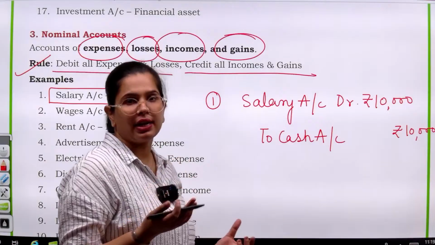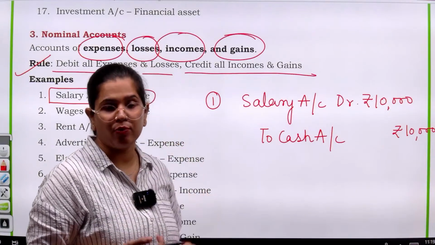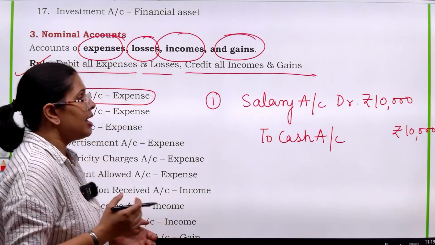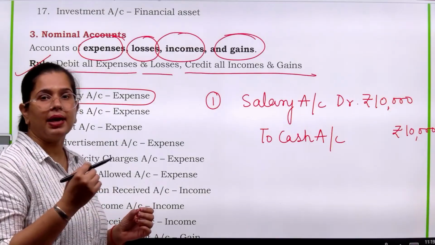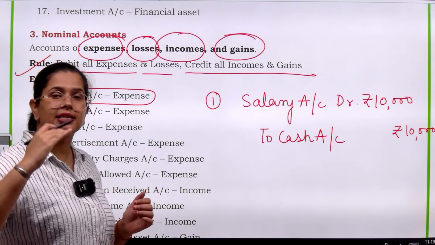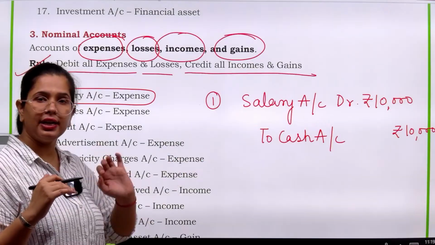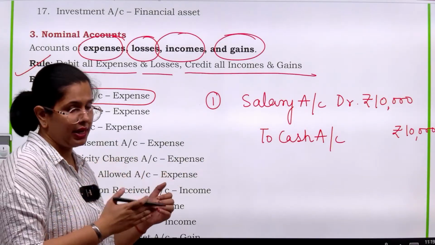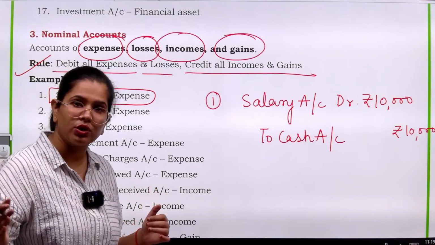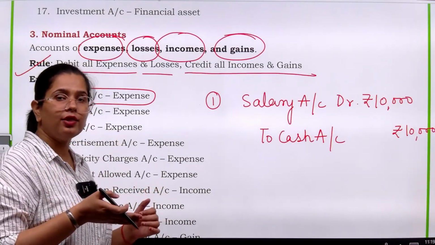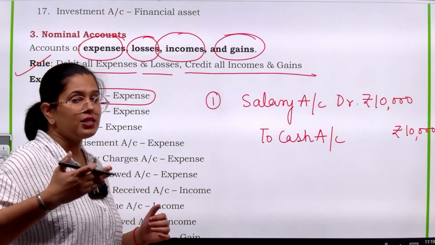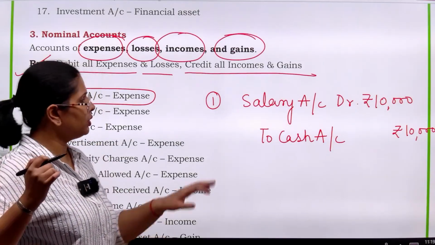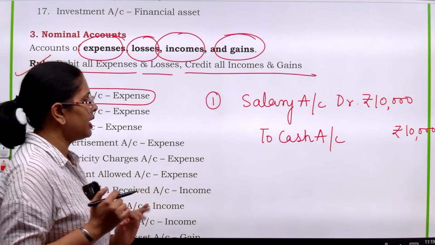Then cash is a real account, because cash is an asset. So when your asset is decreasing, you have credited it, because in the asset case, debit what comes in, credit what goes out. If it is coming to you, then you debit. If it is going out of your hand, then do the credit. Okay, the first entry is clear.